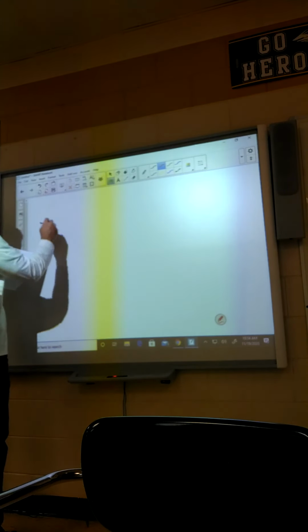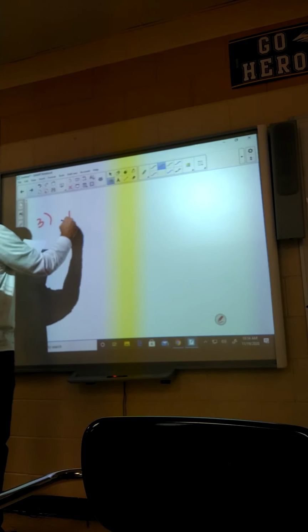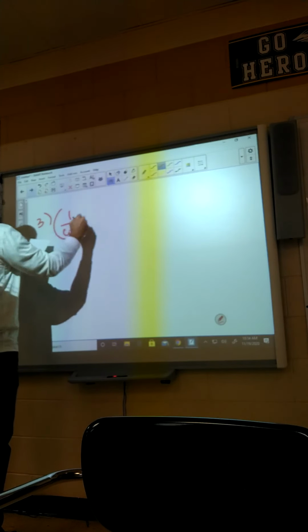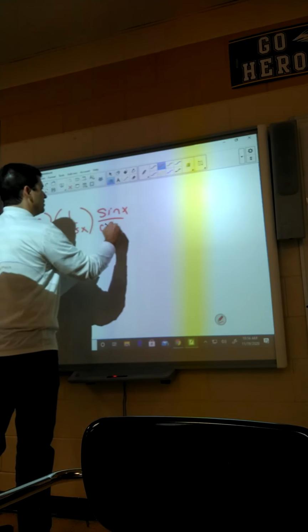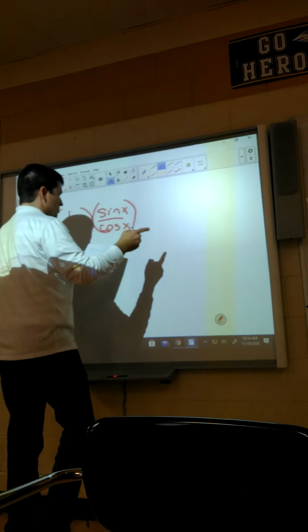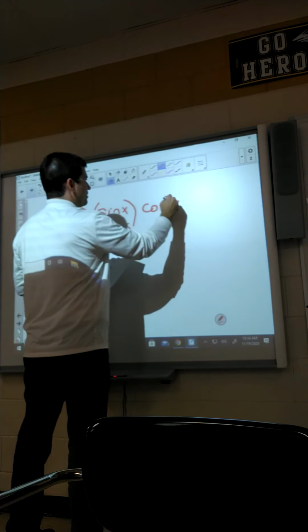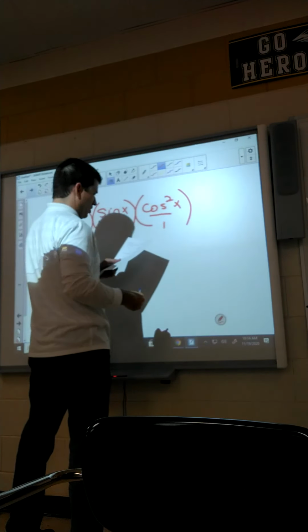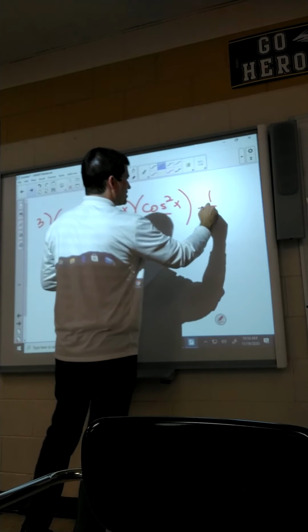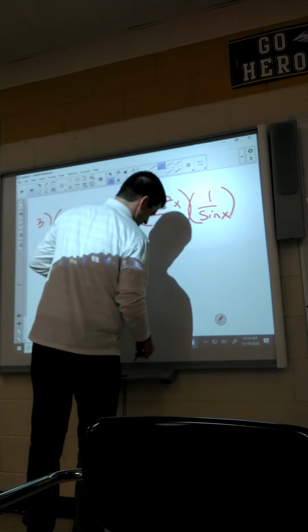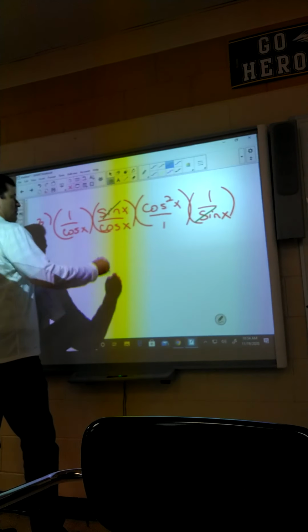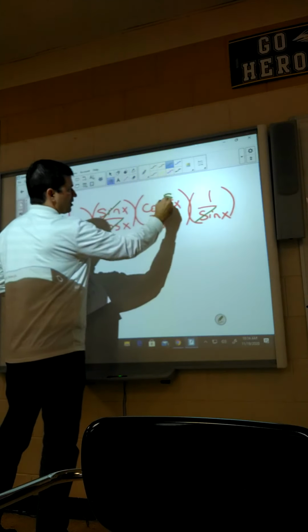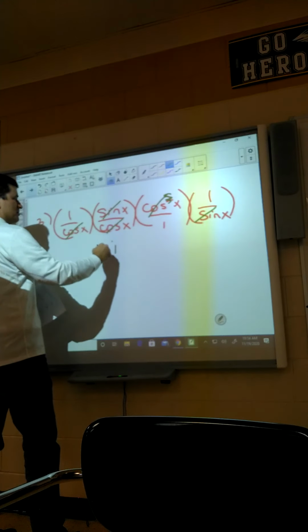Number 3 looks like a really easy problem. Secant changes to 1 over cosine. Tangent changes to sine over cosine. Cosine squared can stay, so I'm just writing it over 1. Cosecant's 1 over sine. Alright, so let's cancel. I can cancel sine with sine, 1 cosine here with 1 cosine there, 1 cosine, everything canceled, answer's 1.